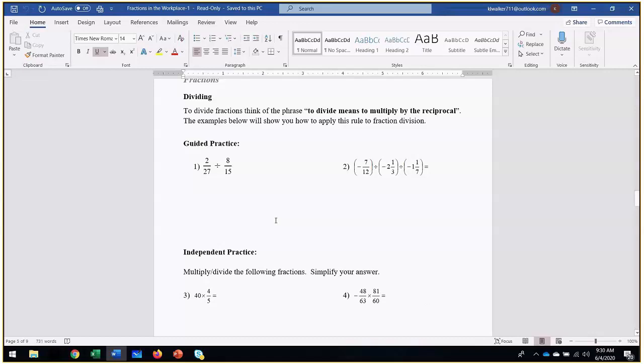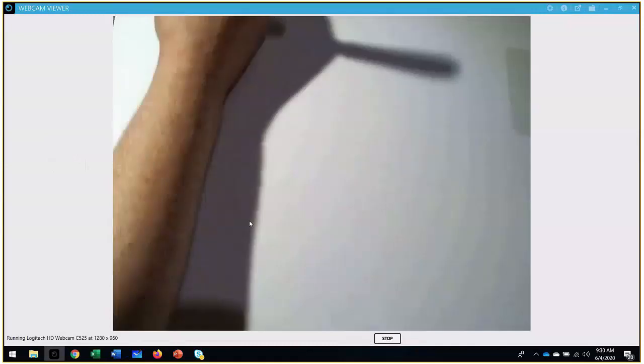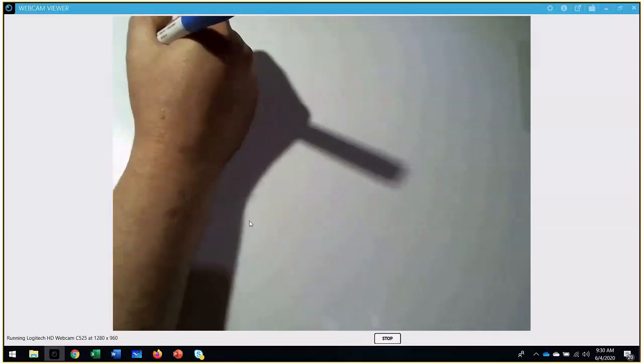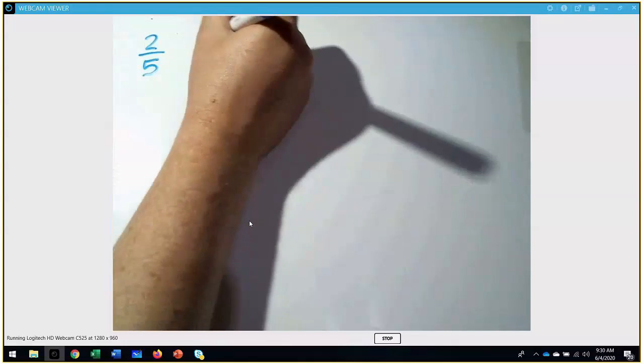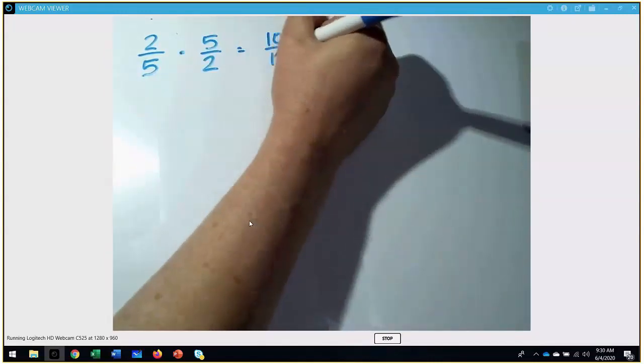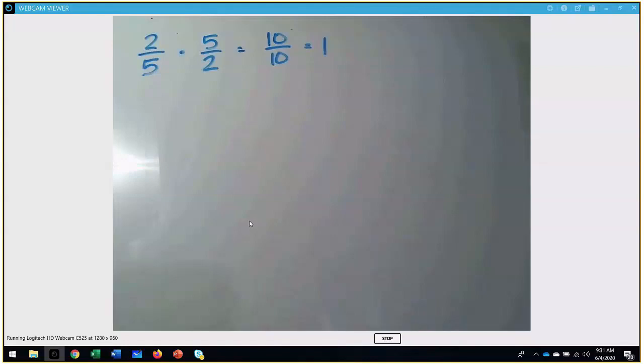Yeah, exactly. So when you're dividing, this is what it says. To divide means to multiply by the reciprocal. So let's talk about that real quick. The reciprocal is a fraction that gets flipped upside down to create a product of 1. So for example, if I started with 2/5 and I flip this upside down, it would be 5/2. And if I multiplied this together, it'd be 10/10, which is 1. That's what a reciprocal is.